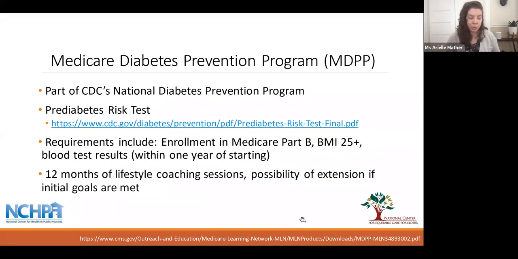This behavior change program has been shown to reduce the incidence of diabetes by over 70% in folks over the age of 60, which is really fantastic. The services can last up to 2 years. The first year has more concentrated lifestyle coaching sessions, and if certain goals are met, a patient might be able to have an additional year of periodic support.